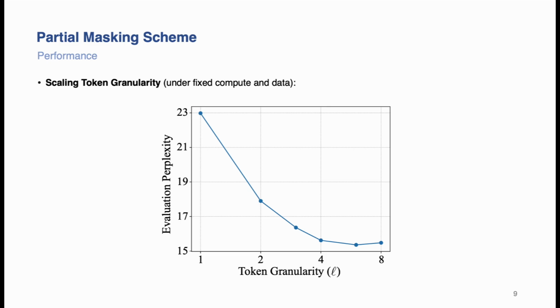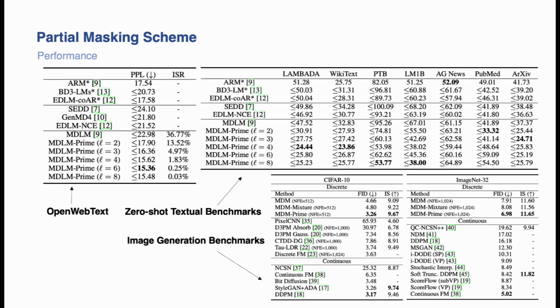We found that the performance improvement is correlated with the token granularity. Also, it is inversely proportional to the idle state ratio. MDM-Prime achieves superior performance on OpenWebText pre-training, zero-shot textual benchmarks, and image generation benchmarks.